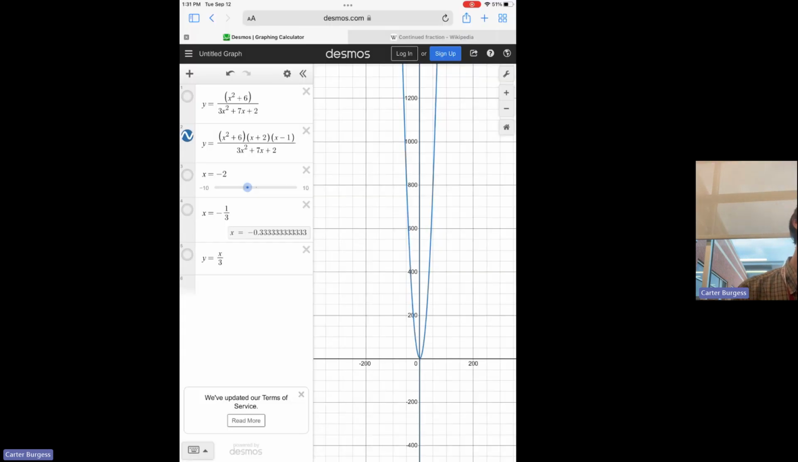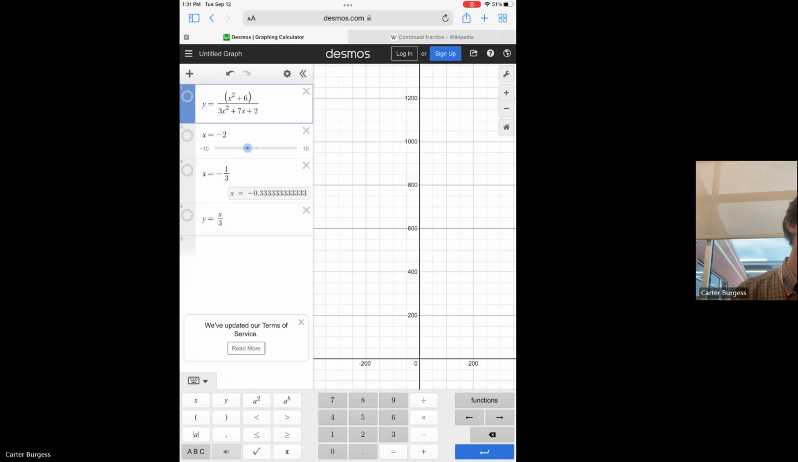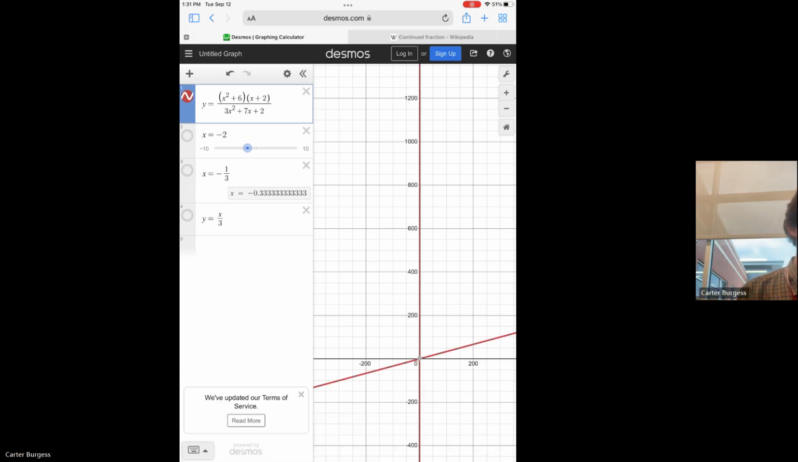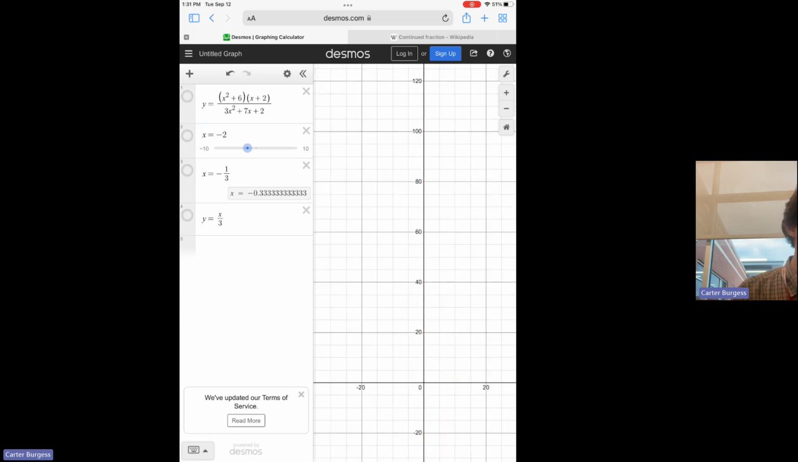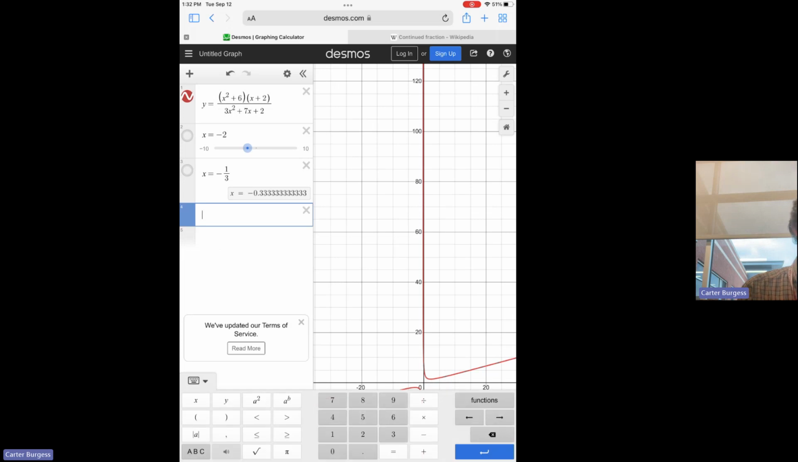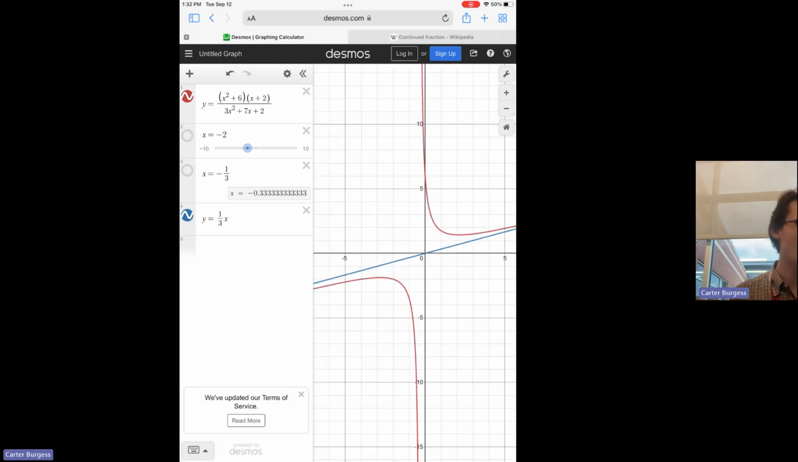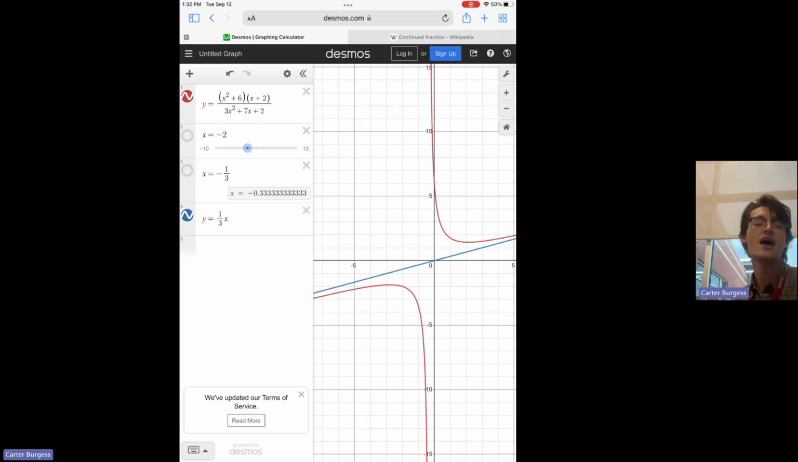If I were to go back through, let's delete this 0 here. Whoop, that is not what I wanted to do. That's fine. This was x plus 2. Cool. If I were to go back here and look at this, 1/3 x does a pretty good job of following our function, but we lose a little bit of specificity here.